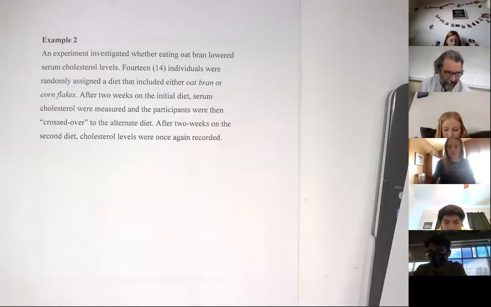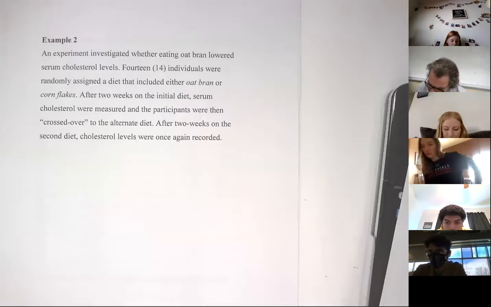You don't get to let them pick, because people might choose a diet, and the choice of diet might also impact other things they do with their diet, which might impact their cholesterol levels. So we don't want to let them pick their own breakfast. After 2 weeks on the initial diet, serum cholesterol was measured, and the participants were then crossed over to the alternate diet.